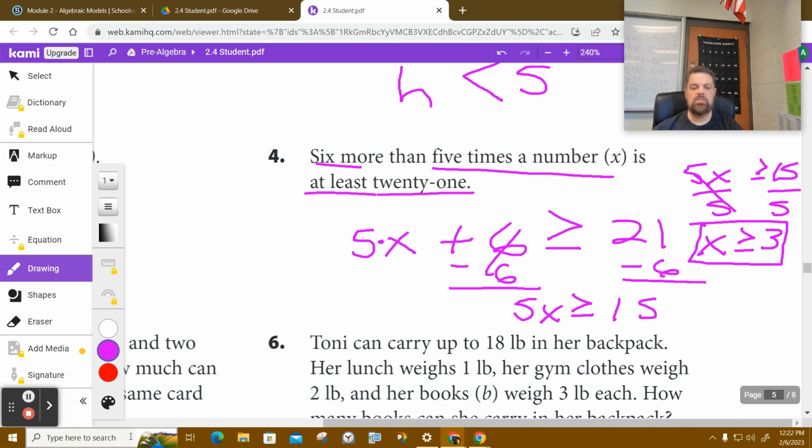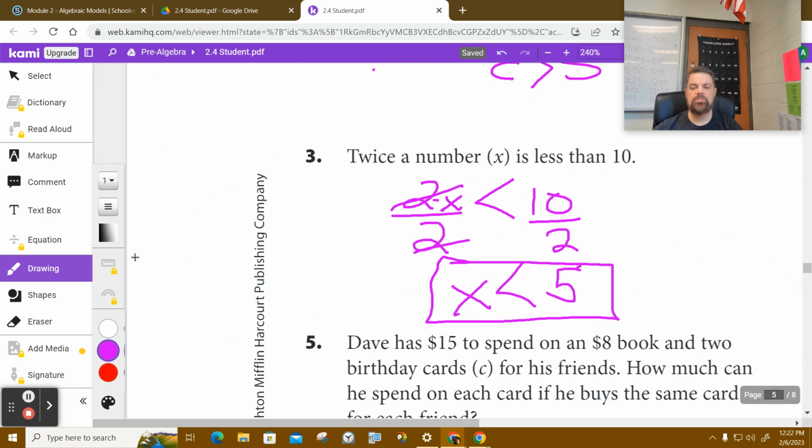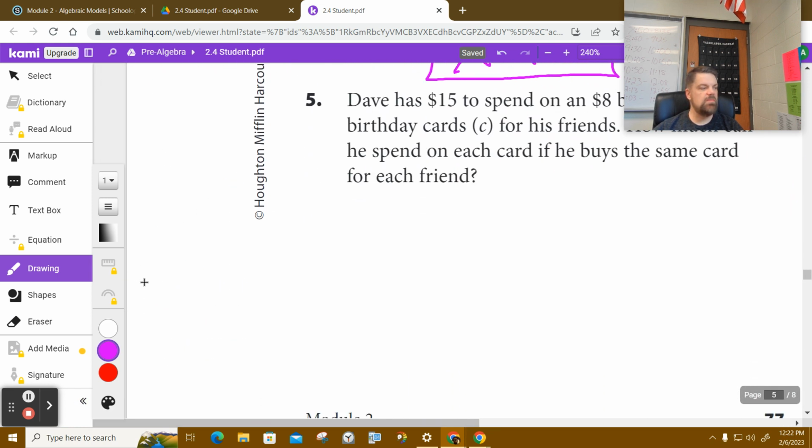All right, let's keep this momentum going. Not sure how long I think we can. Wait, oh yeah. Well, let's finish this page.